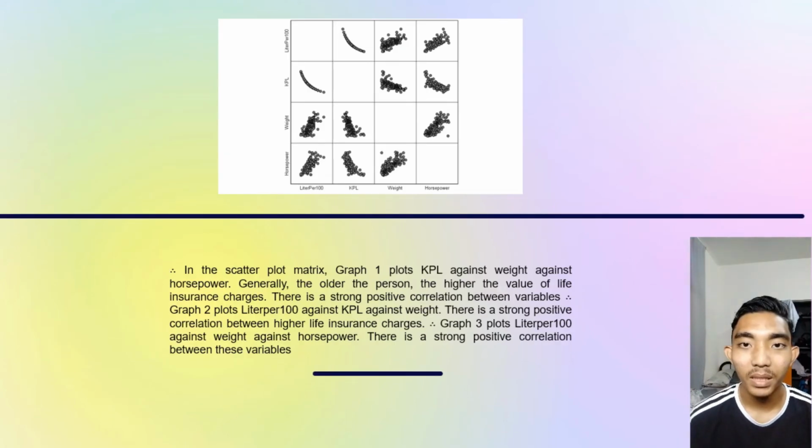In the scatter plot matrix, graph 1 plots KPL against weight against horsepower. Generally, the older the person, the higher the value of life insurance charge. There is a strong positive correlation between variables. Graph 2 plots liter per 100 against KPL against weight. There is a strong positive correlation between higher life insurance charge. Graph 3 plots liter per 100 against weight against horsepower. There is a strong positive correlation between these variables.